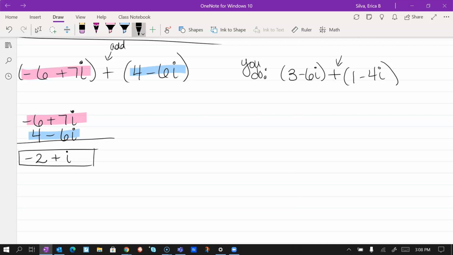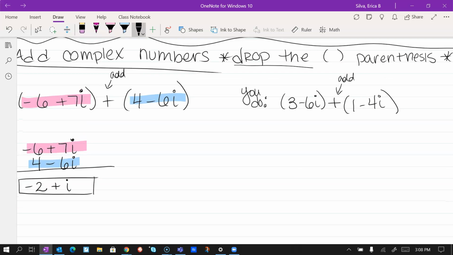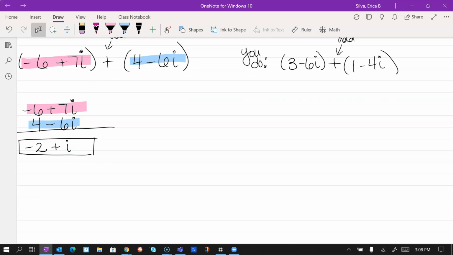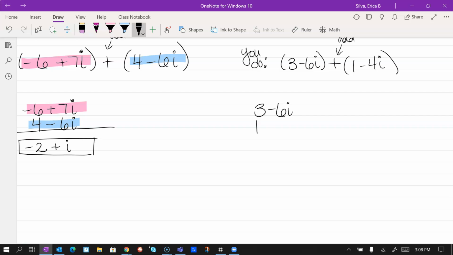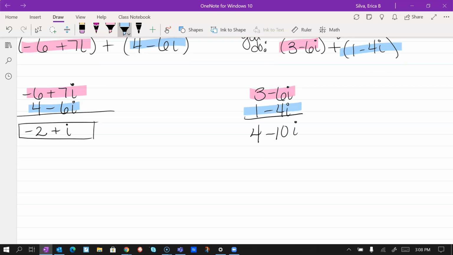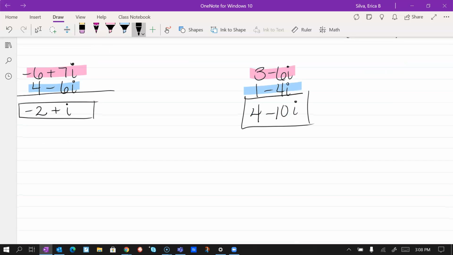So we are adding. So when we add, we want to just drop the parentheses and then rewrite them on top of each other. So 3 minus 6i and 1 minus 4i. You get 4 minus 10i. So if you got 4 minus 10i, you are correct. Let me know if you have any questions about adding complex numbers.